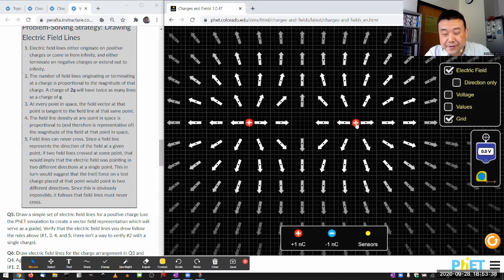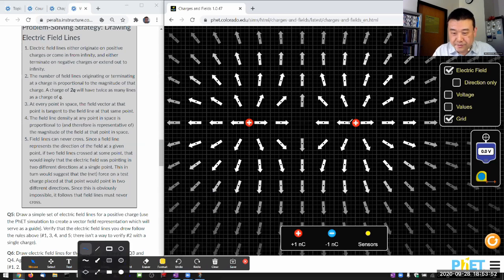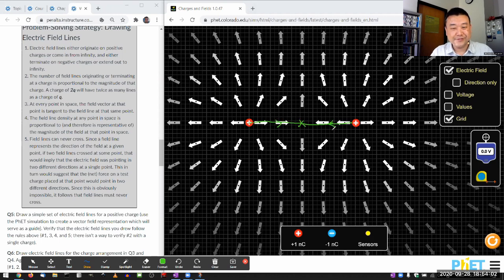Now, when you look at this and try to imagine electric field lines, it's quite easy to make a mistake, especially if you start in the wrong space. Okay, electric field comes out here, electric field comes out here, and hey, they cross over here. It's quite easy to do that. And what I want to say is, yeah, that's a mistake. Don't do that.